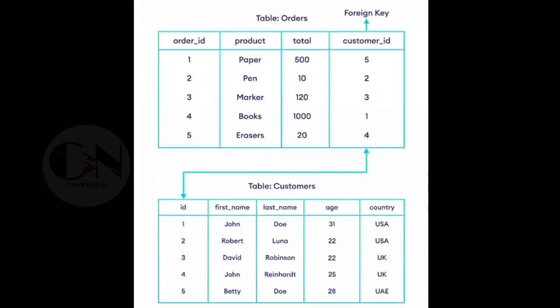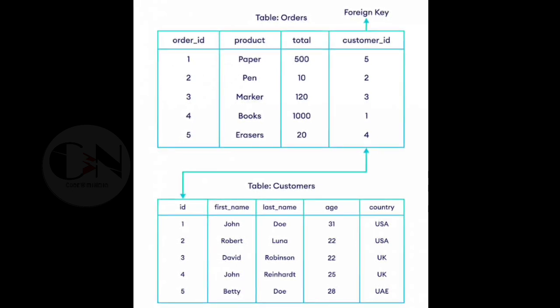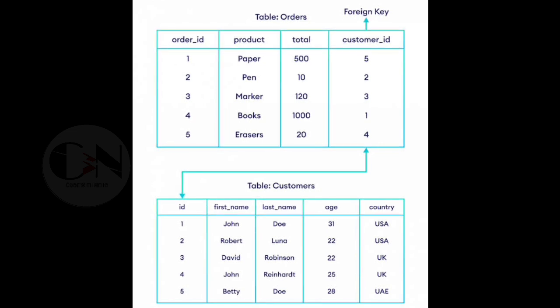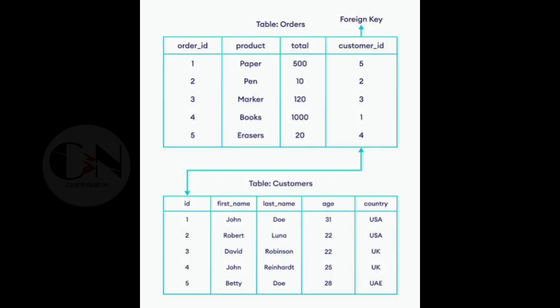The foreign key constraint prevents invalid data from being inserted into the foreign key column because it has to be one of the values contained in the parent table.